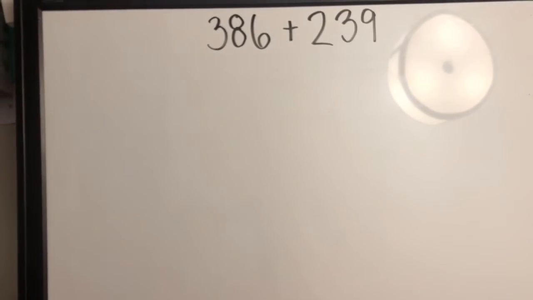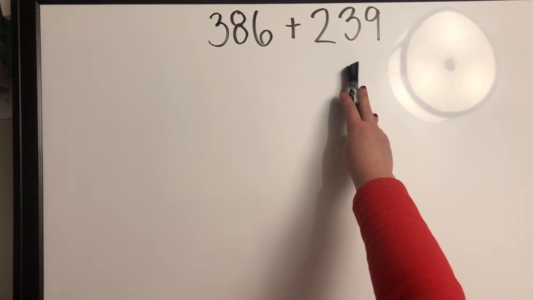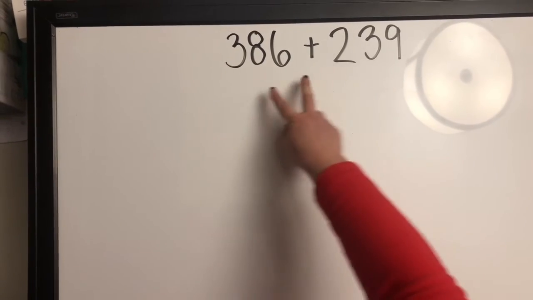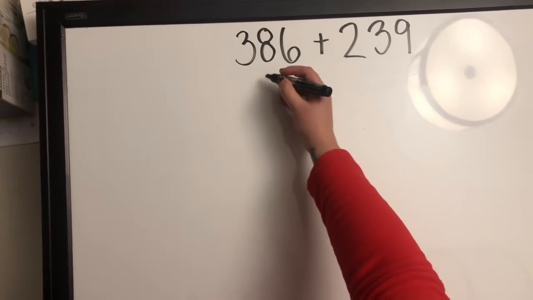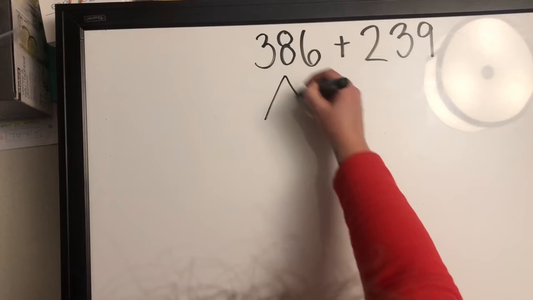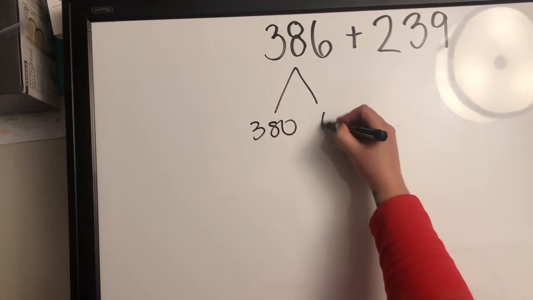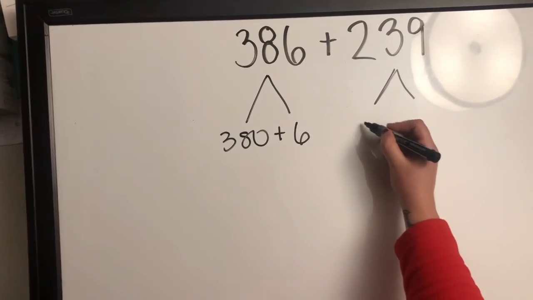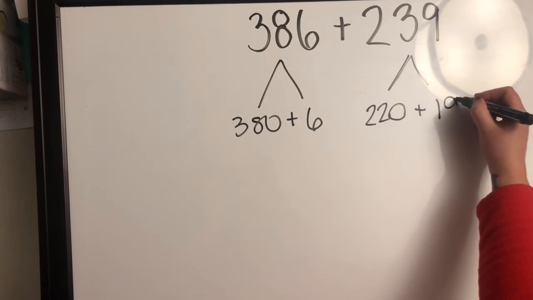Okay, so I'm moving on to my flexible strategy. So what I'm going to do here is break 386 up, and I'm also going to break 239 up. So I know that 80 plus 20 is going to give me 100. So what I'm going to do is break up 386 into 380 plus 6. And then I'm going to break up 239 into 220 plus 19.